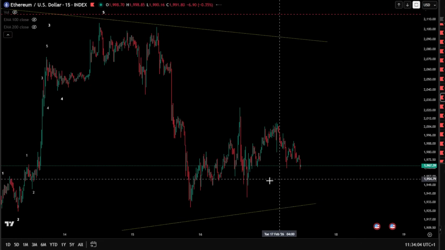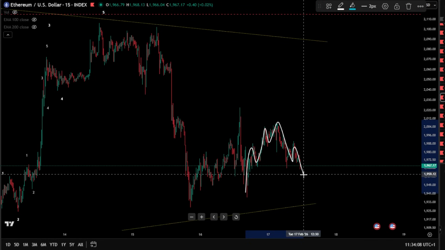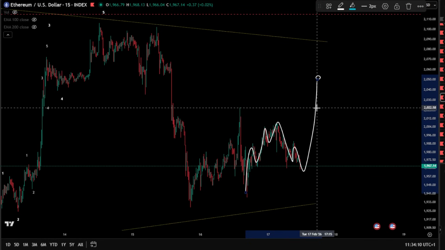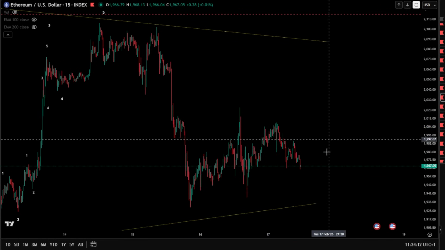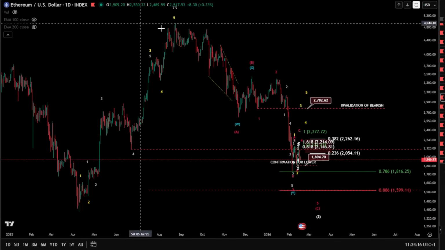On the 50-minute chart, by the way, I see something as a leading diagonal, and then this can be a correction, and then one more push toward the upside here to finish a wave E, and then, of course, pushing for lower one more time again.